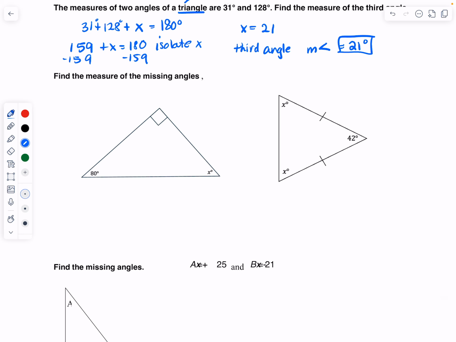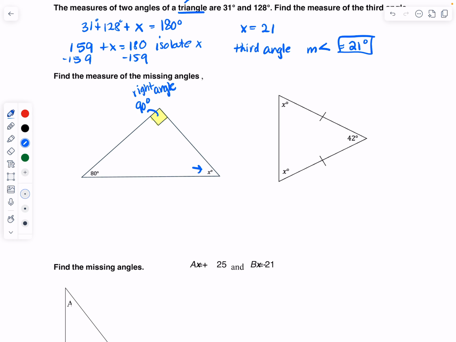All right, the next one says, find the measure of the missing angle. I talked about this in the first video, that if you have a box in the corner, that means it's a 90-degree angle. This is called a right angle. In particular, because this is a triangle, it's called a right triangle. It's asking us to find the missing angle. The missing angle is x.